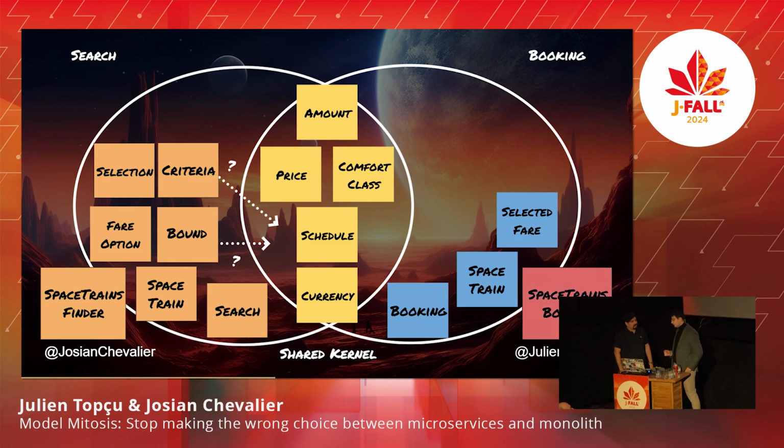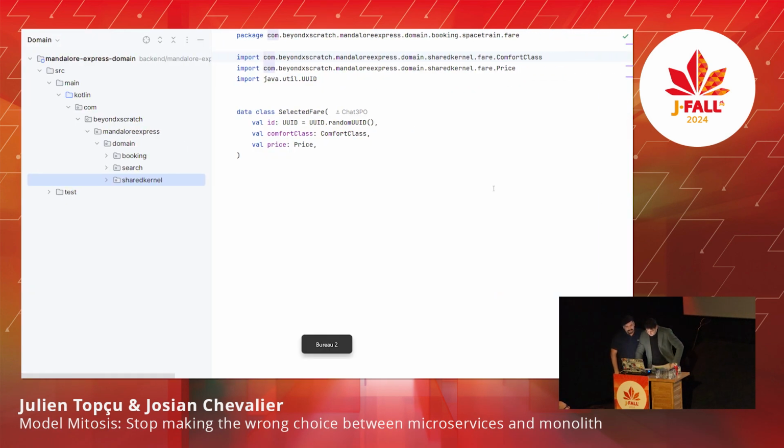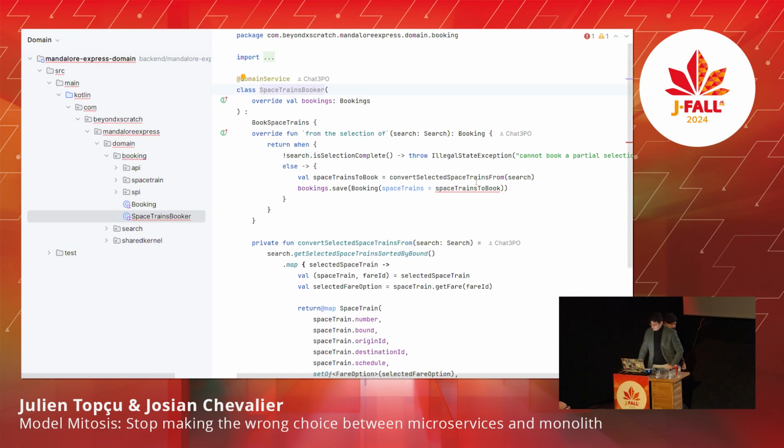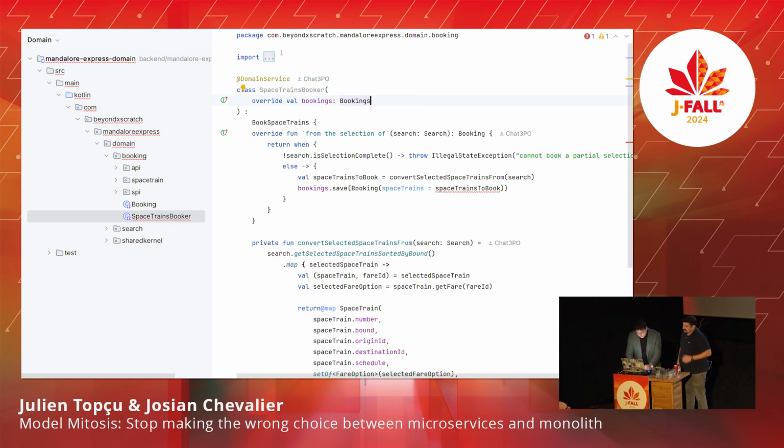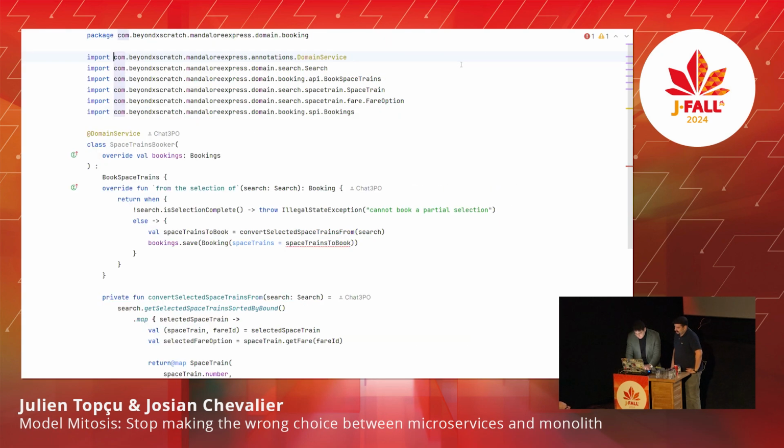There is some compilation error, especially on the space train booker. So OK, let's see that. Yep. Space train booker, here it is. Oh, here's the error. Right, it needs a space train from the booking, and it got a space train from the search. So I'm pretty sure it is the AI who didn't change the imports. Yeah, right here. This should be booking one.